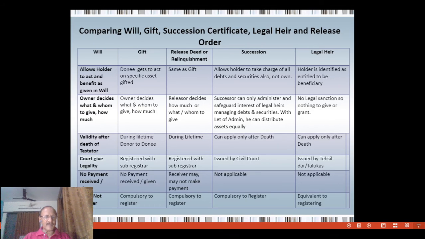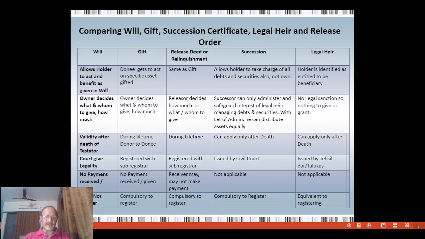In case of will, who decides? Owner decides. That testator decides. In case of gift, also the owner decides what to give, how much to give, and even in will it is what to give, how much to give. In case of release deed also same. Successor can only administer, so there is nothing to decide. But once he gets a letter of admin, then all the owners decide who should get what as a family agreement. Legal heir, of course, it doesn't matter.